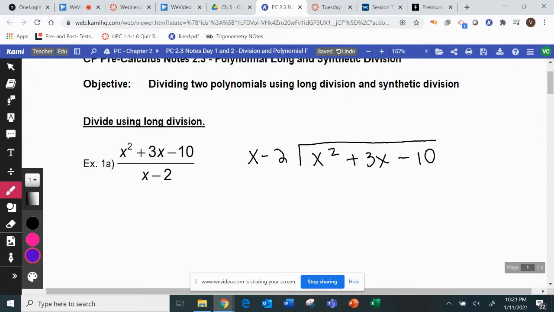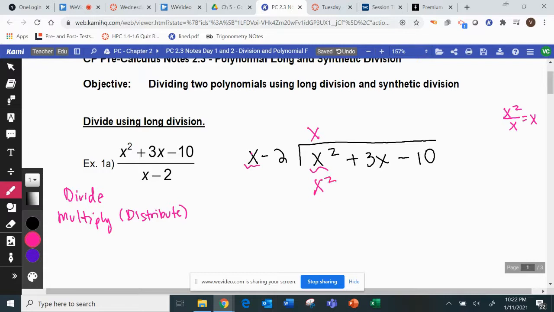Just like in long division, the first thing we're going to do is divide, but we're only going to divide the x into the x squared to start. I'm going to write x squared divided by x, and that is x. I'm going to put that answer right up there. Then we multiply, using the distributive property. I'm going to multiply this x times the x, which is x squared, and the x times the minus 2, which is minus 2x.